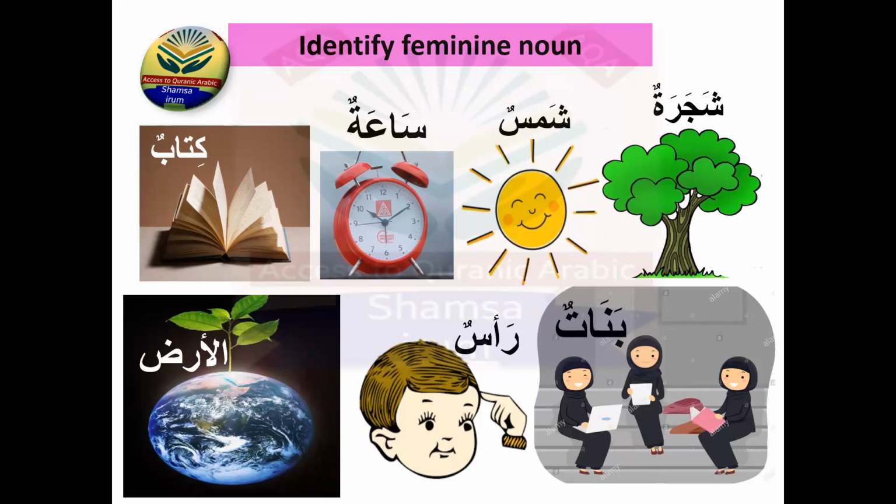Let's start. If I ask all the other audience what's the gender of this word, shajaratun, I know you can say that it is feminine. It's not masculine, just because there is a round ta in the end. That's why it's feminine, not masculine.